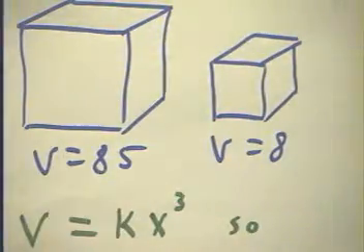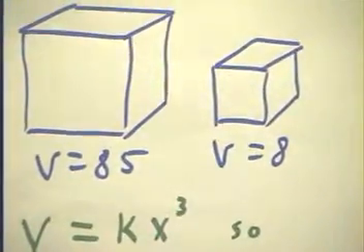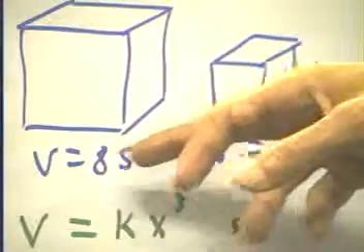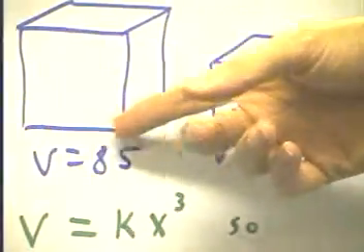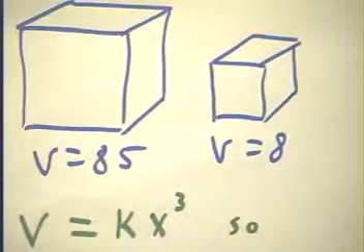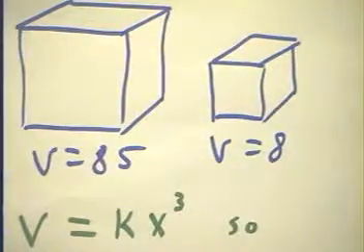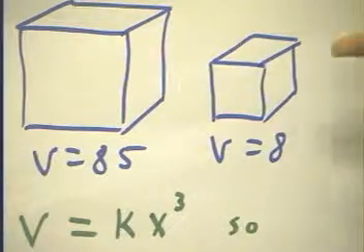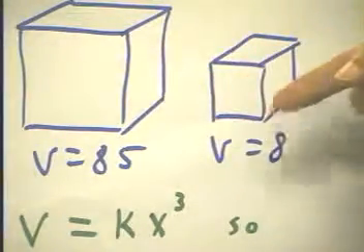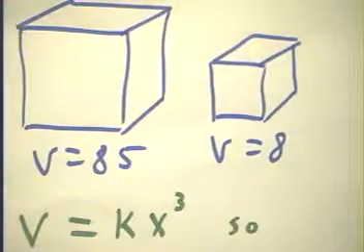In the next problem in the version 1 set, we have two cubes, one with a volume of 85 and one with a volume of 8. And we want to calculate the factor by which we multiply a side of this cube to get a side of this cube. So what we're going to want is some kind of proportionality that gives us the side if we know the volume.